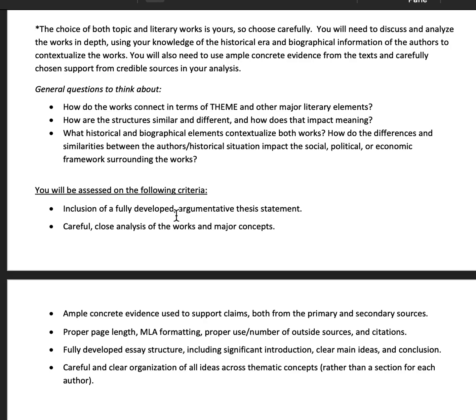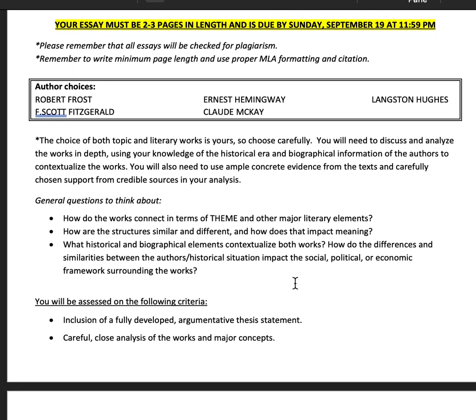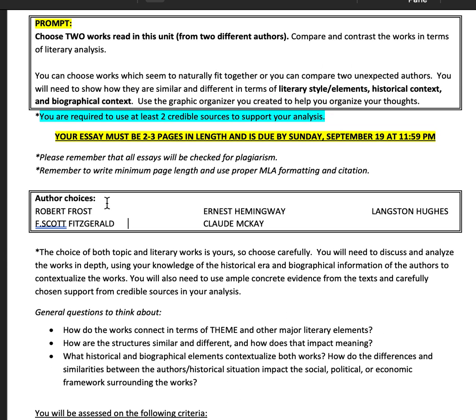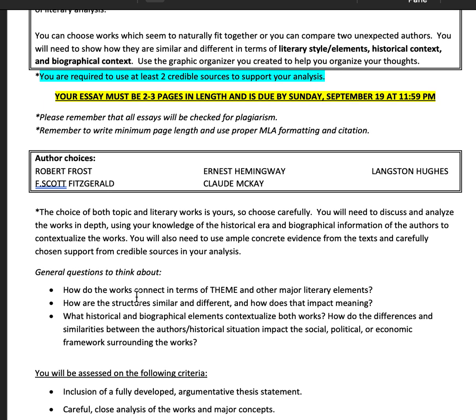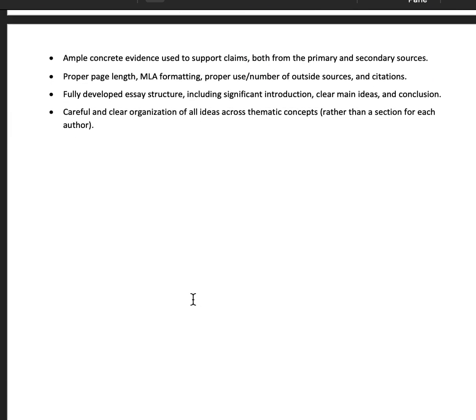So something like that might be, say, both Fitzgerald and Hemingway discuss the expat isolation and trauma in a post-war Europe, and then include your main ideas as well. Good close analysis of both works and their major concepts, good evidence from both texts to support your claims, and that means both from your primary sources, the poems, and your secondary sources. Now, I want to make sure that, again, it's very clear. You should choose one poem from each author. So it should be two poems max. Don't try to do more.